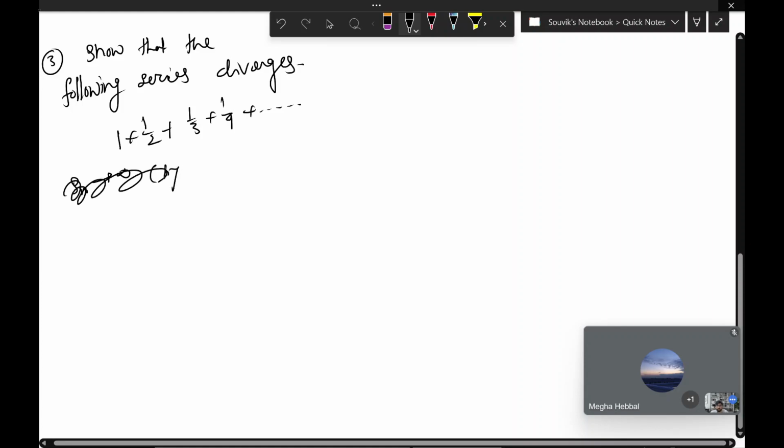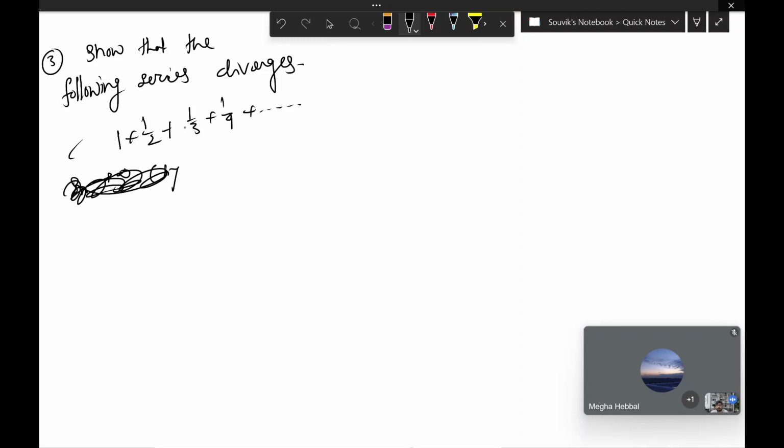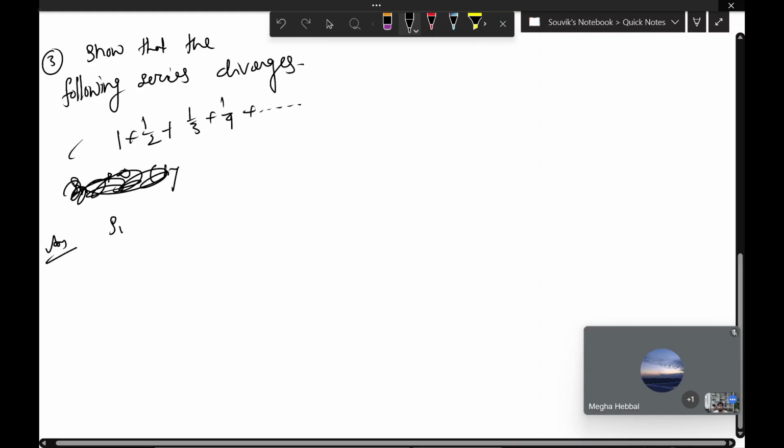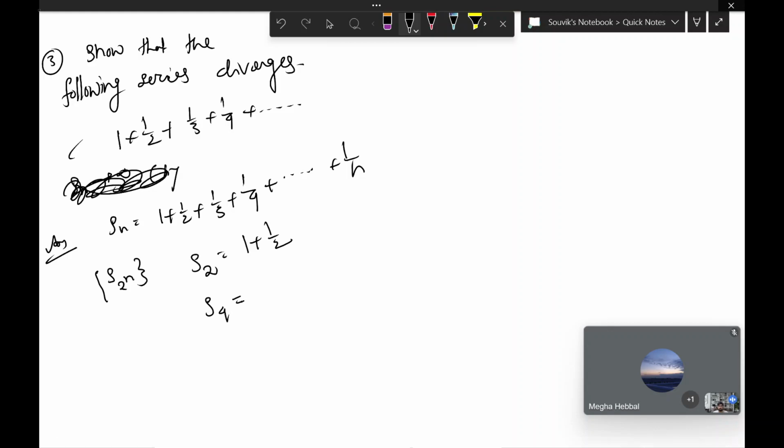Okay, sorry, I mean, it's not a solution. The point is that we need to check whether the nth partial sum diverges or not. Sn is 1 plus half plus 1 third plus 1 fourth plus dot dot dot plus 1 by n. Now consider the subsequence S2 to the power n. What is S2? S2 is equal to 1 plus half. What is S4? S4 is equal to 1 plus half plus 1 third plus 1 fourth.